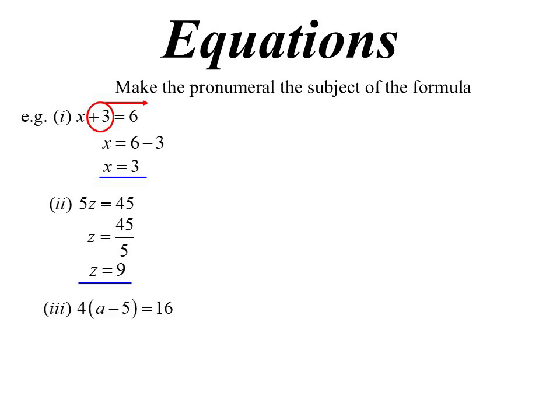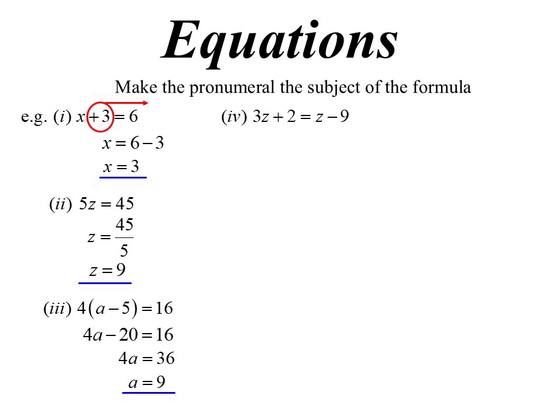Now this one here, I've got a choice. I could expand the whole thing out first, or I could divide by 4 first. Which do I do? I expand it out. Okay, so I've expanded out, got 4a minus 20. I want to get a by itself, so I'll move that 20 over the other side. Now I'll divide by the factor, and I get 9. That's the basic idea behind equations.